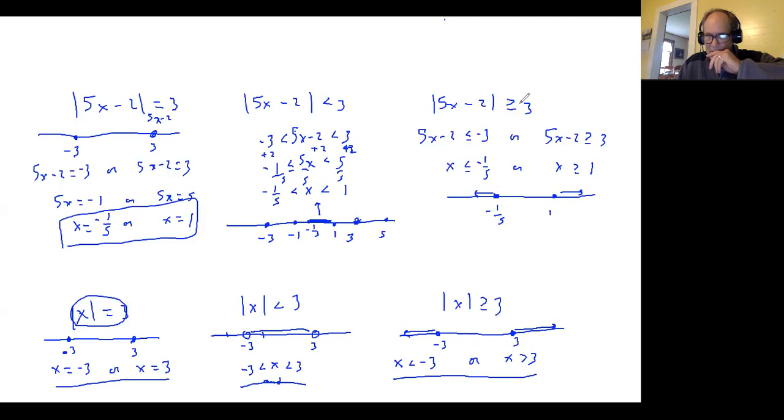So absolute value greater than is going to be going out. Absolute value less than is going to be going in, a region in between. Absolute value equals is going to be 2 dots. Okay, now we'll move on in our next video to what happens when we have a slightly different situation.